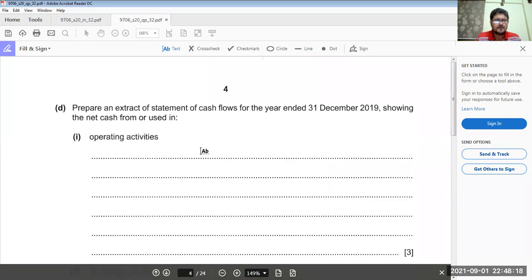Now move. Prepare an extract of statement cash flow for the year ended 31st December 2019, showing the net cash from or using. Okay. Now see what we have to do over here. Net cash.